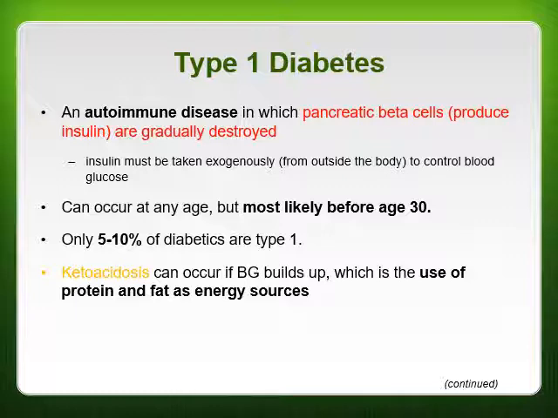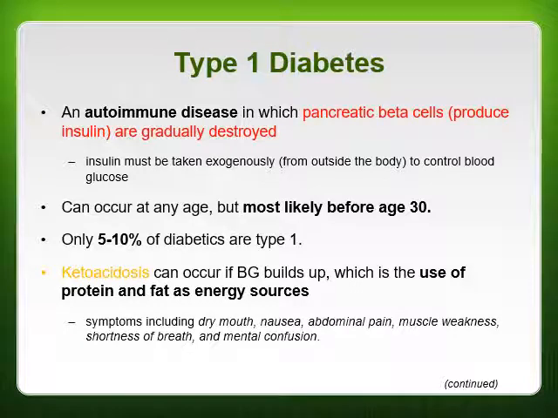Ketoacidosis can occur if your blood glucose builds up, which is the use of protein and fat as energy sources. So it's going to break down those to use as energy sources as opposed to using carbohydrates, and that could actually cause some negative effects in the body. Things like dry mouth, nausea, abdominal pain, muscle weakness, shortness of breath, mental confusion. So this is a condition that if someone has, it does need to be carefully and closely monitored because they can have some pretty adverse reactions if their blood sugar levels are not being managed well.